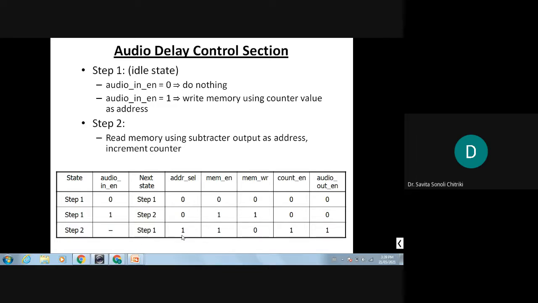Okay, so address select is 1. That means the address generated will be delayed by 50 samples. Then memory enable is 1. Memory enable is compulsory. Memory write has gone 0.